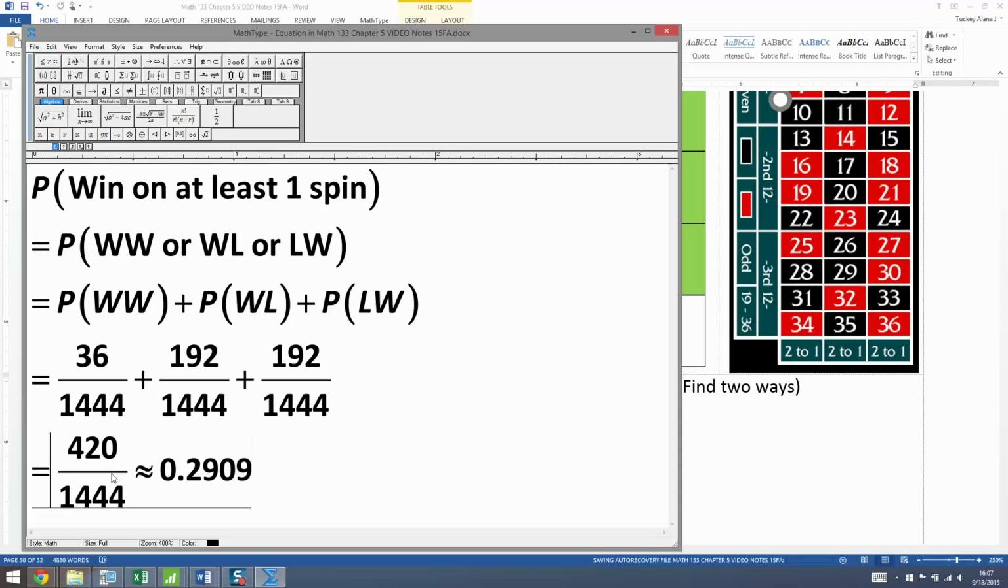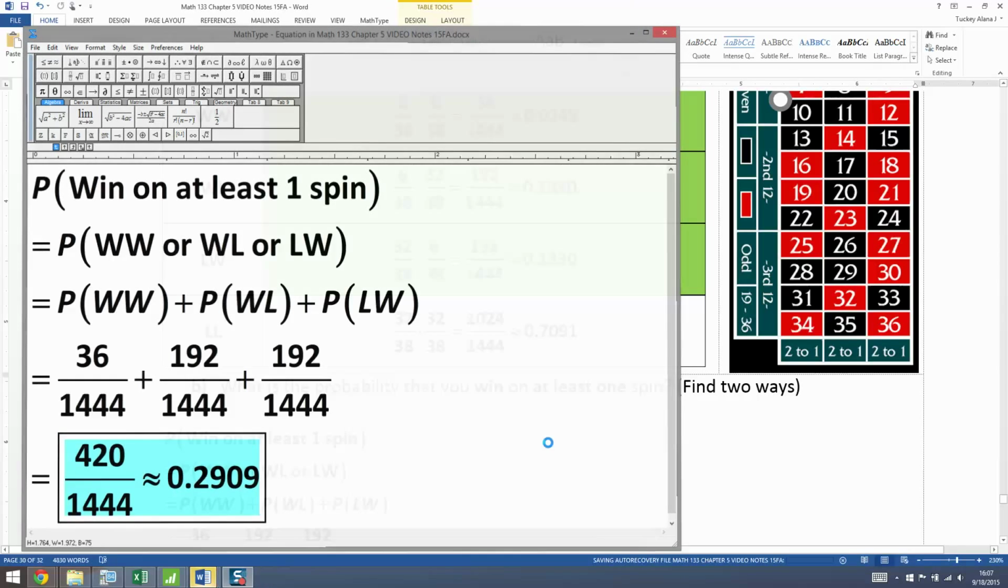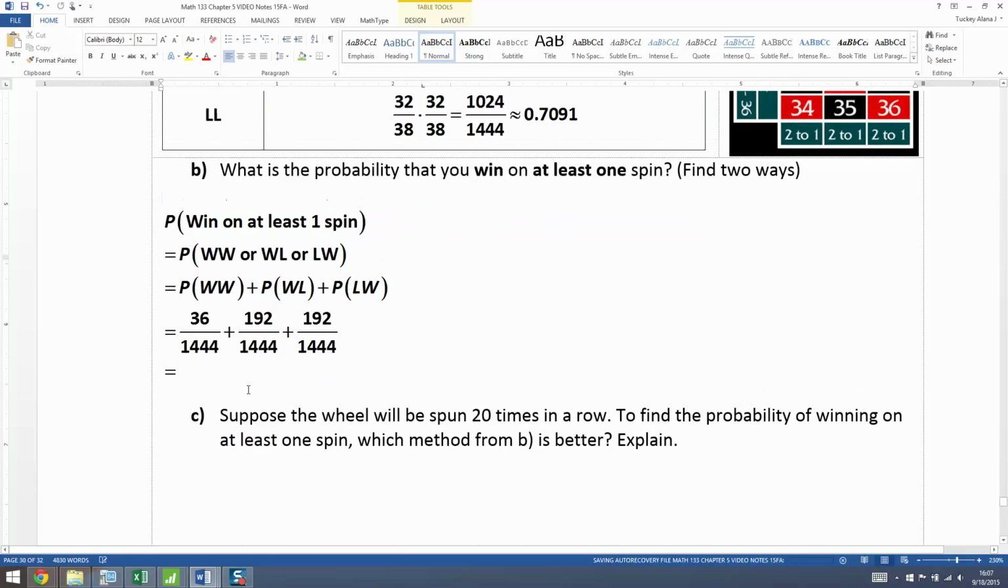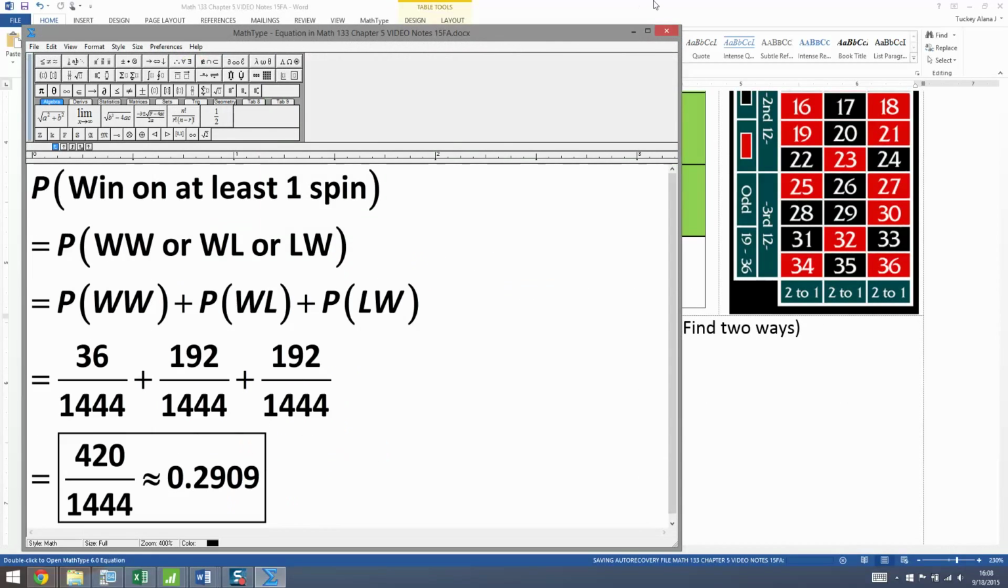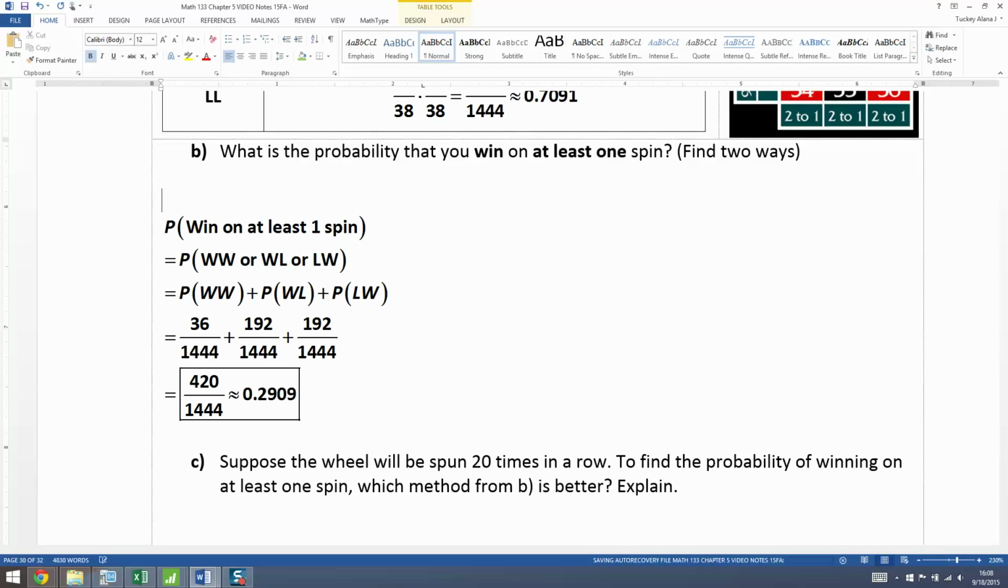And there we have it. So you have about a 29% chance of winning on at least one spin. Okay, but the problem said to find it 2 ways. So this is the long way, believe it or not. It's pretty easy, but that's only because this is a pretty small problem. So this is way number 1, and that's the long way.